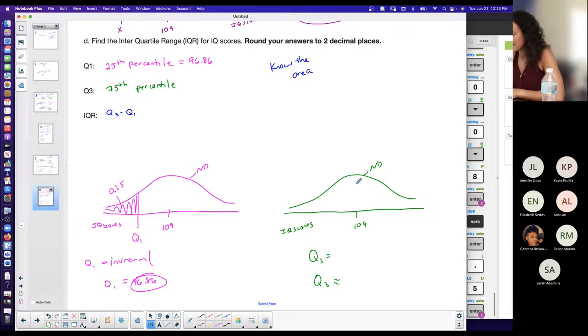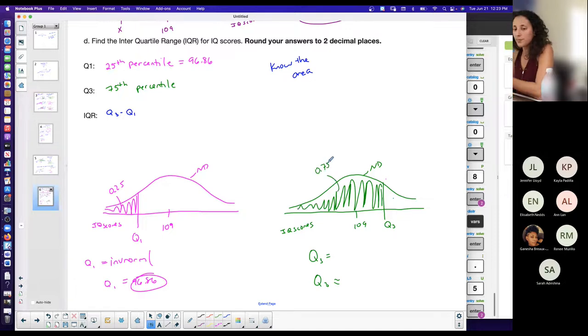So 109 is like the 50th percentile. And 75% is bigger. So 75% has to be less than this value. So Q3 is here to the right. I would expect the third quartile to be bigger than 109 because 75% is below it.